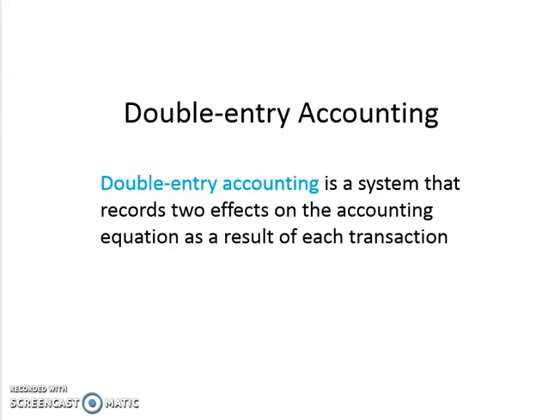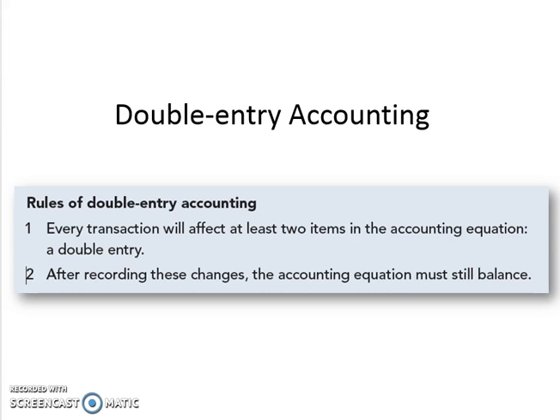So double entry accounting is a system that records two effects in the accounting equation as a result of each transaction. As I've said, in the balance sheet it must always balance, but there will never be anything done in isolation. Otherwise it would create an imbalance in that equation. The rules of double entry accounting. The first is, every transaction will affect at least two items in the accounting equation. So that's a double entry. The second is, after recording these changes, the accounting equation must still balance.